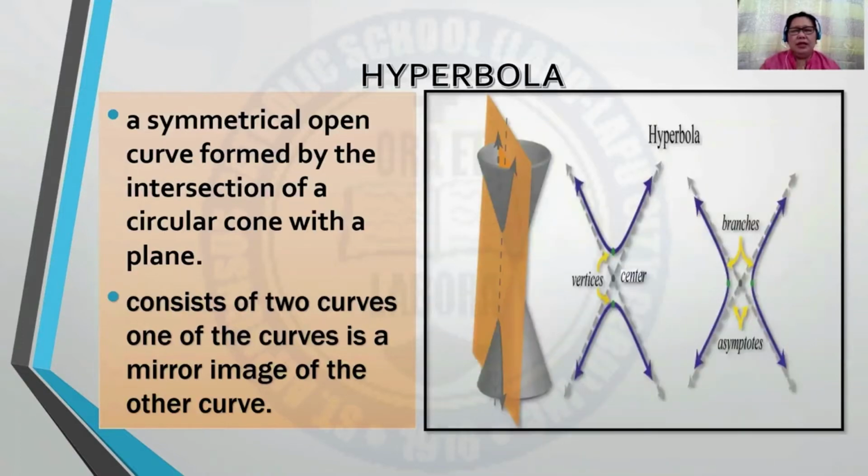The illustration is like this. So you have a double circular cone, and there is a plane intersecting the cones. And this shape, the curve and the other curve, are what we call as hyperbola. And we also have the vertices of hyperbola, the center of the hyperbola, the asymptotes, the broken line or the dotted lines, and the branches, or simply the graph.